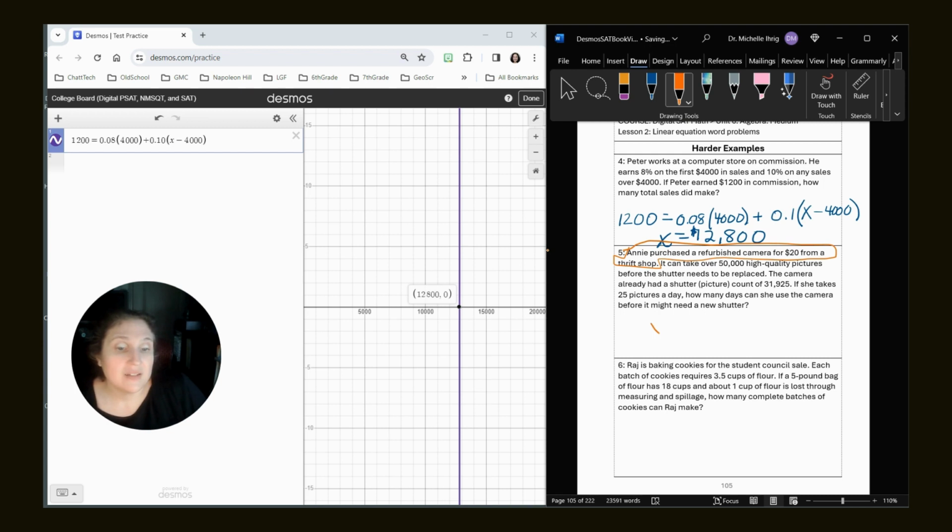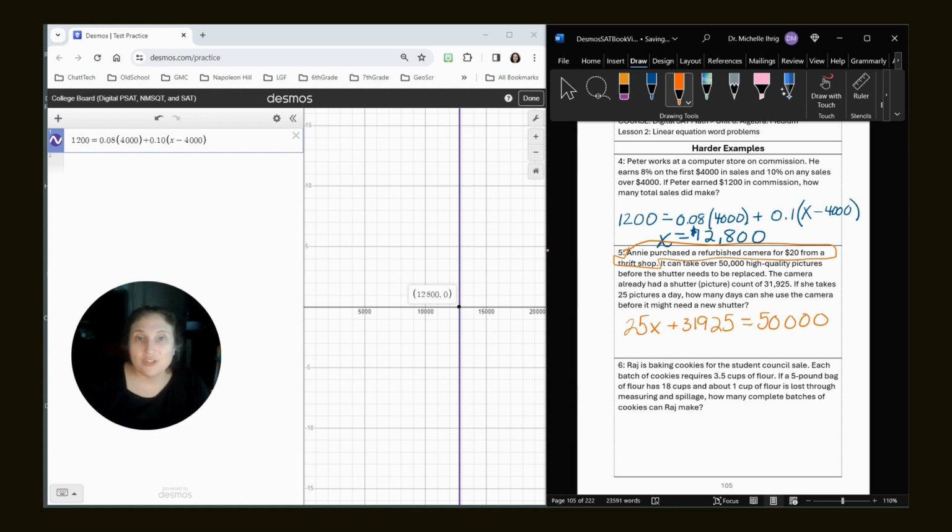We're going to have x equals days, and we take 25 pictures a day. So we have the 25 pictures a day plus the 31,925 pictures already in the camera equals 50,000. Now, if you were like me, you might have already just thought, well, I know it's 50,000 minus 31,925 divided by 25. That's how I probably honestly would have done it. But I want to show you how you get the words out.